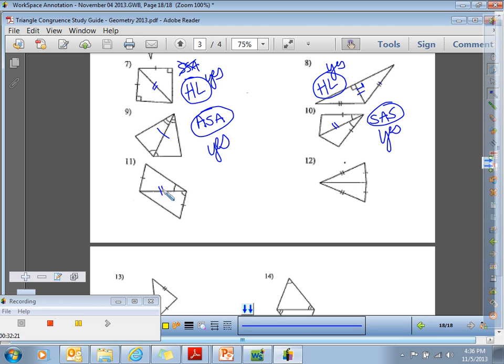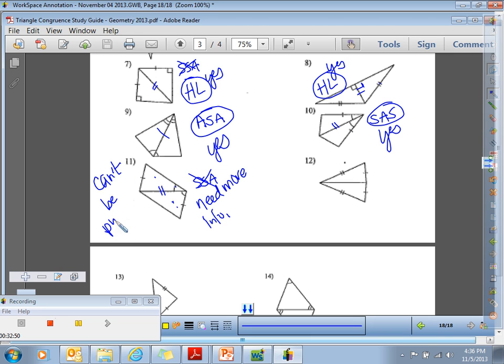They share this side. This is side, side, angle. The angle's not in between the two sides. If it were there, it'd be side, angle, side. So this is side, side, angle. And this over here is side, angle, side. They have to match. Does that prove congruency? No. Need more information.